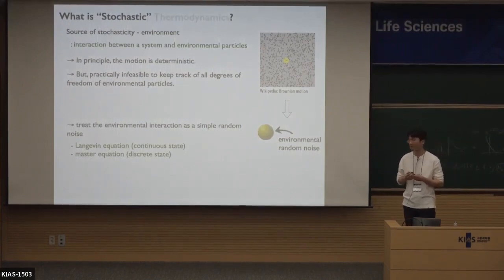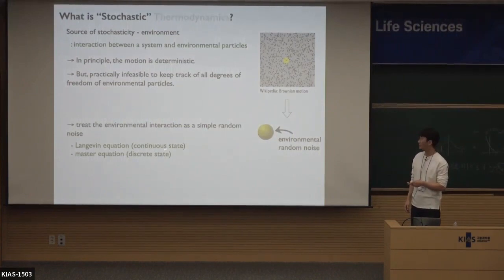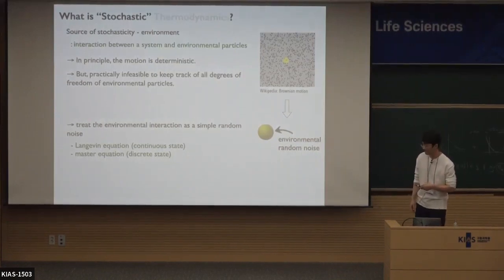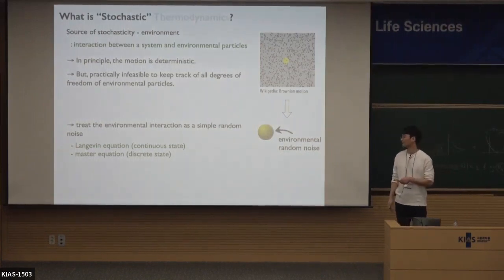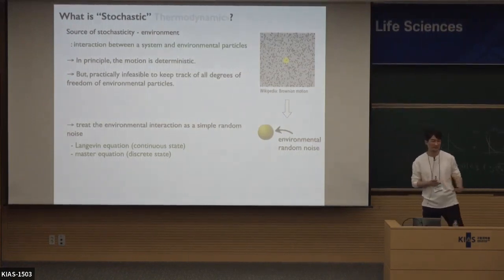So in my lecture, I will talk about two phenomenological descriptions. The first one is the Langevin equation, which has a continuous space, continuous state. And the second one is the Master equation, which describes the Markov jump process, and it has a discrete state. Okay, clear?